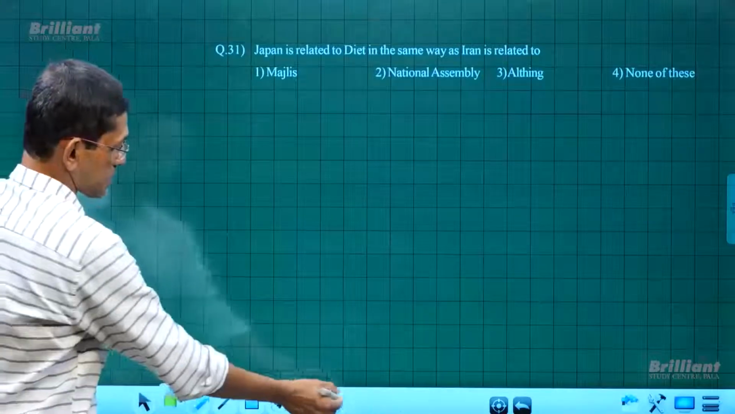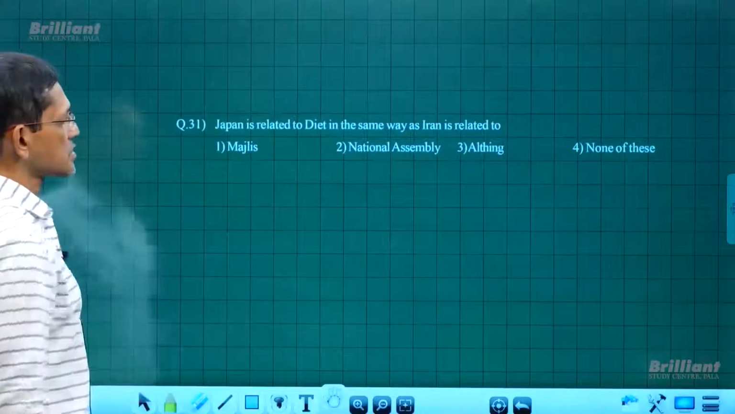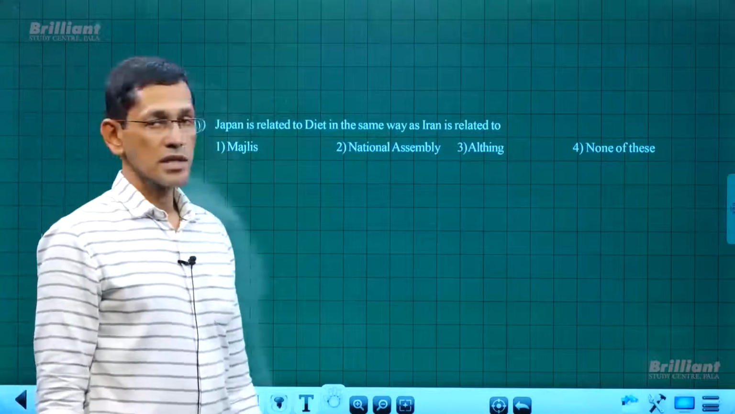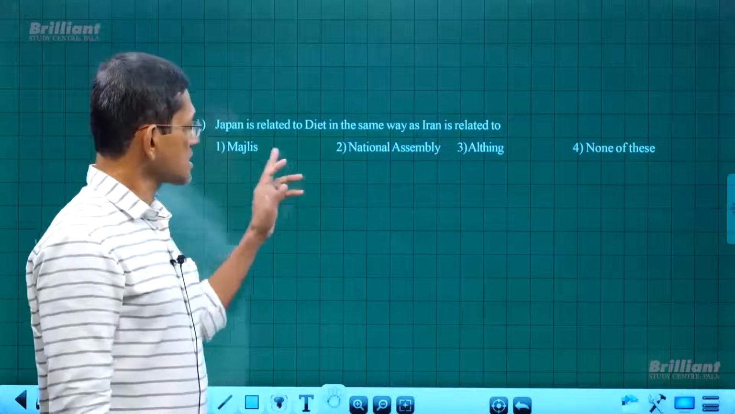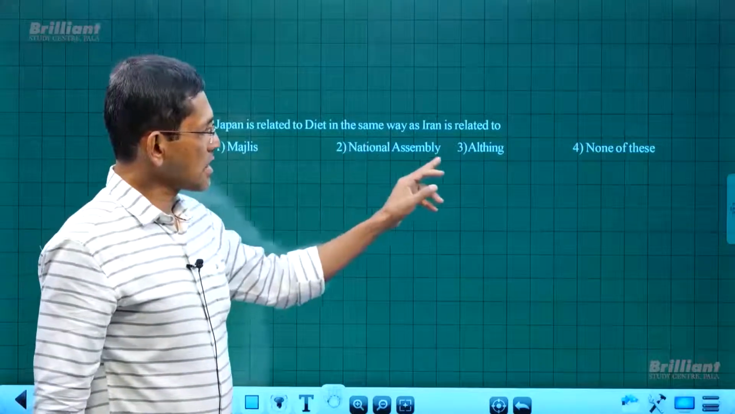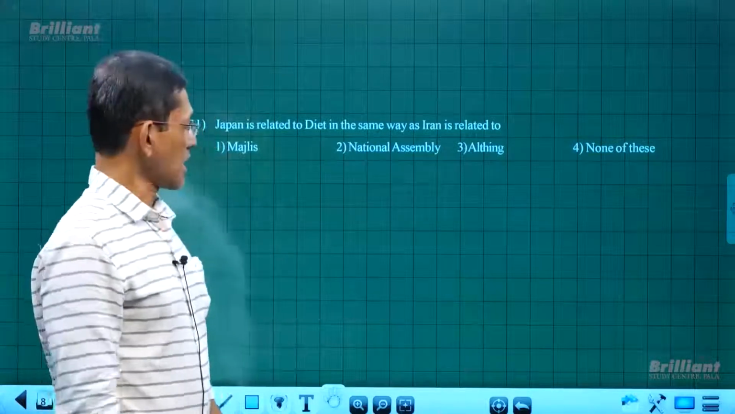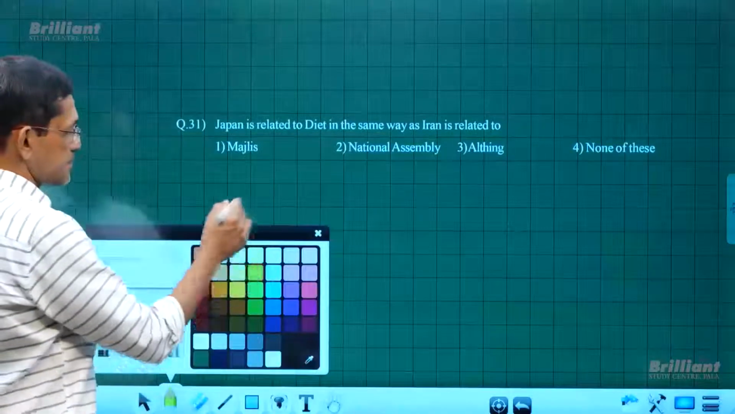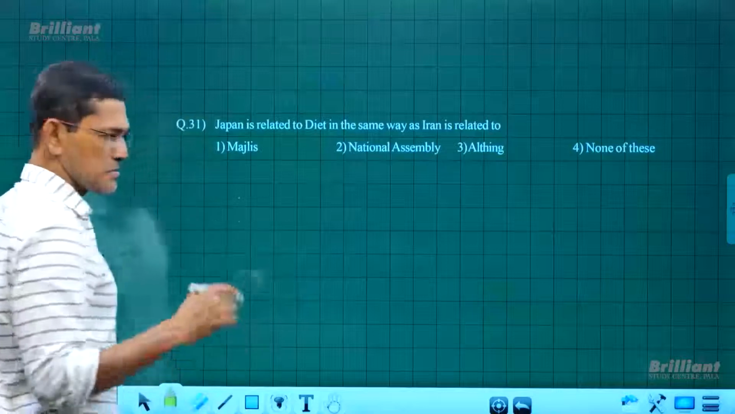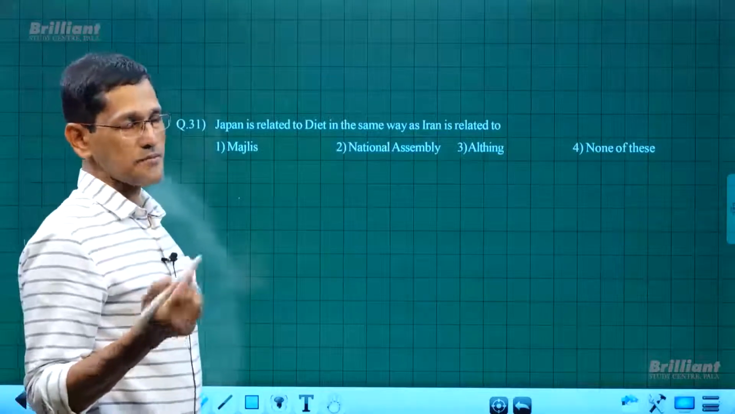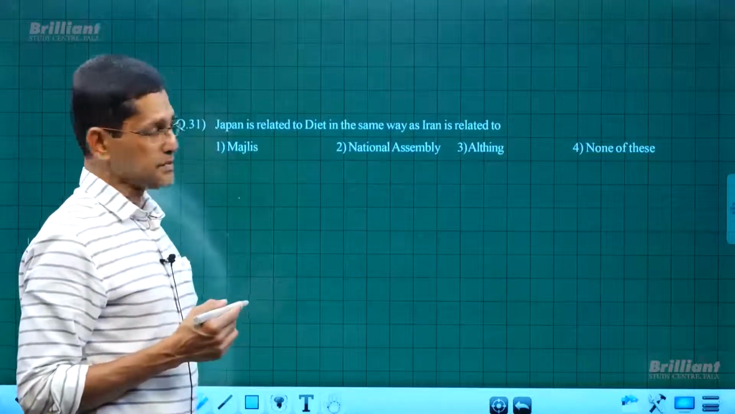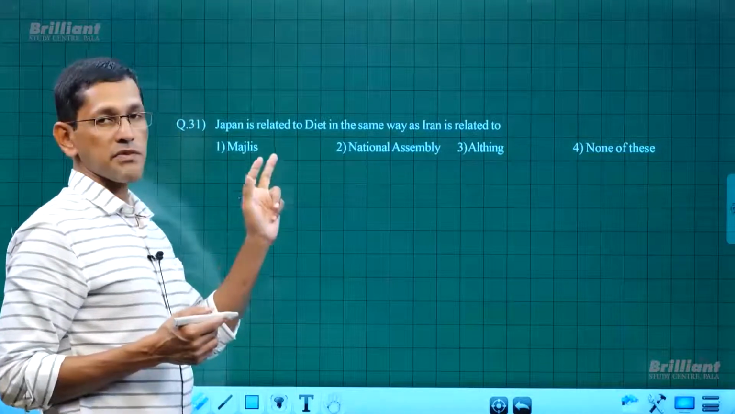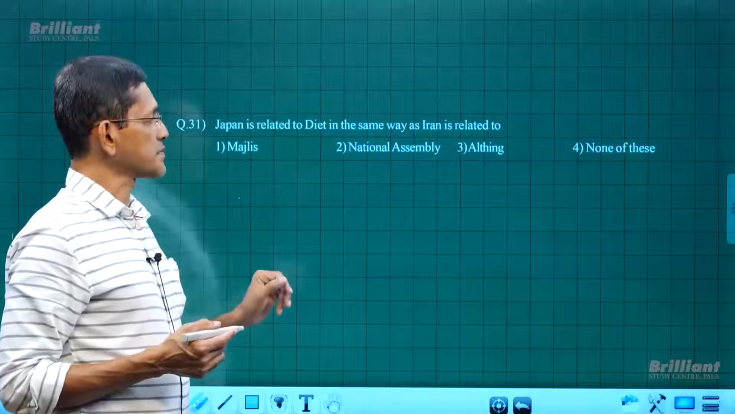Now, number 31. Japan is related to diet. So, what is a diet? Same way, Iran is related to what? It's Majlis, National Assembly, Althing, and none of this. So, the moment you see this answer choice, you have to think about that line. Something, maybe it's related with the assembly. Yes, actually it is. So Japan is related to diet. So the National Assembly of Japan is known as diet.